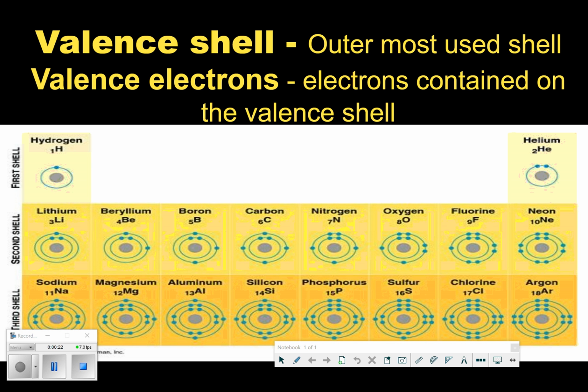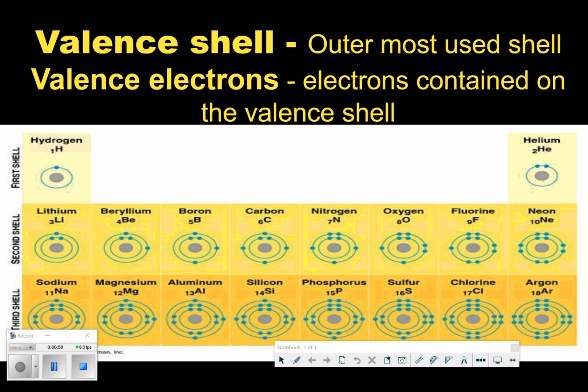If you are in row 1, hydrogen and helium have 2 electrons on the first shell. The first shell is the valence shell. If you're looking at lithium through neon, you have electrons on the second shell. That makes the second shell the valence shell. If you're looking at sodium through argon, the third shell is the valence shell because it's got electrons on the third shell. Now, the valence electrons are the number of electrons that are on the valence shell.